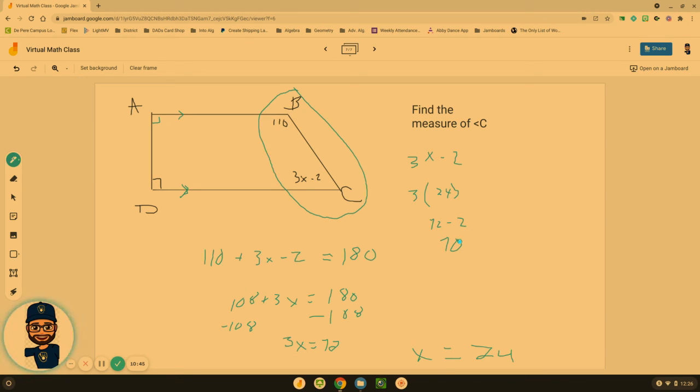Now, wait a second, Mr. G. Why did we do all of that work when we knew angle B was 110 and all we had to do was take it away from 180? And you're exactly right. You could have just said that angle C was 70 from the get-go. If they were asking you to find x, you would have needed to go through this process to find the value of x. That gave you that degree measure. So be very careful with how they ask the questions and what question or answer they're actually looking for.